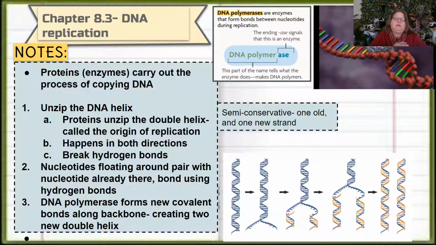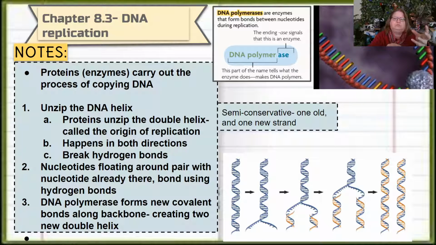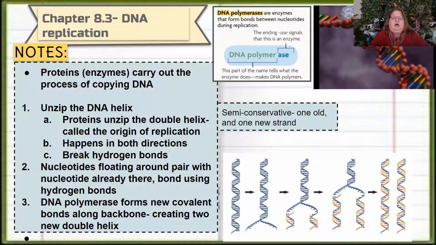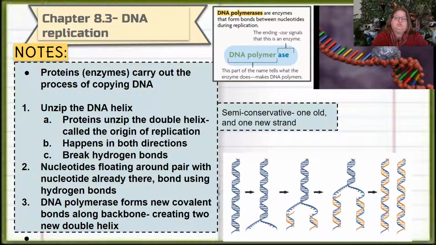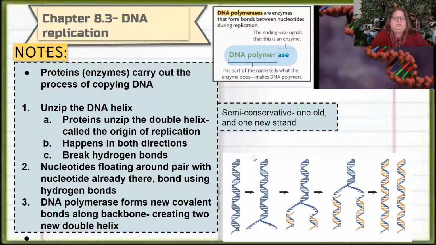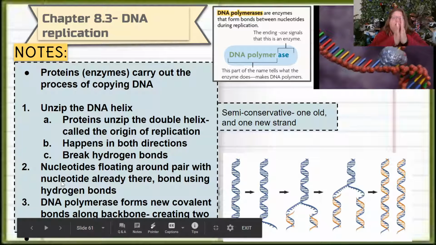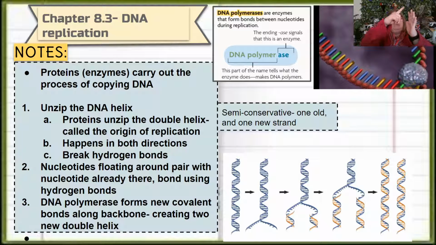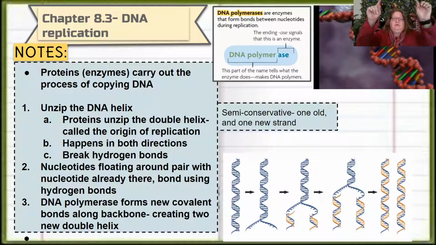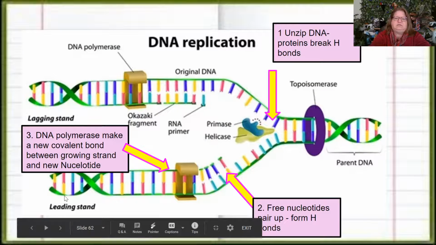We call this type of replication semi-conservative because you've got one old and one new. And so you're conserving one of the original strands for each side. That's kind of where they came up with that name. So there would be our basic rundown of the process. Unzip the DNA, match the new ones, and then glue the backbone together so you get two new helices.